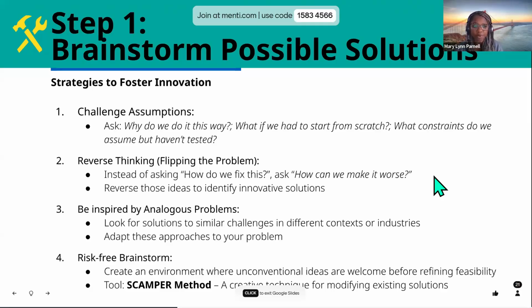And then the risk-free brainstorming activity, for which we will be using the SCAMPER tool, is about creating an environment where unconventional ideas really are welcome before refining for feasibility. We ultimately will get there, but before we do that, how can we continue to create an environment of risk-free brainstorming? The SCAMPER method is a creative technique for modifying existing solutions, and the acronym will be defined as we go.